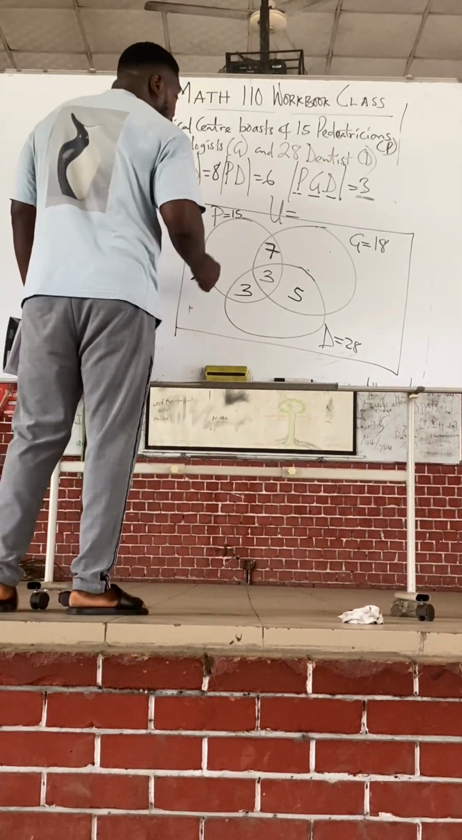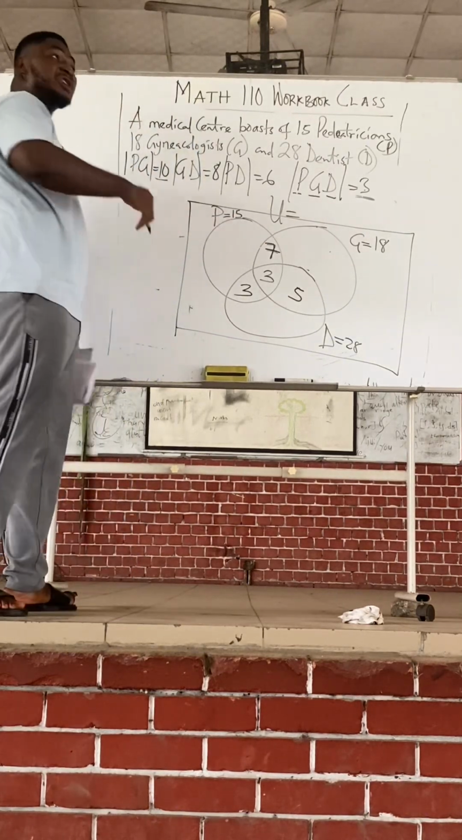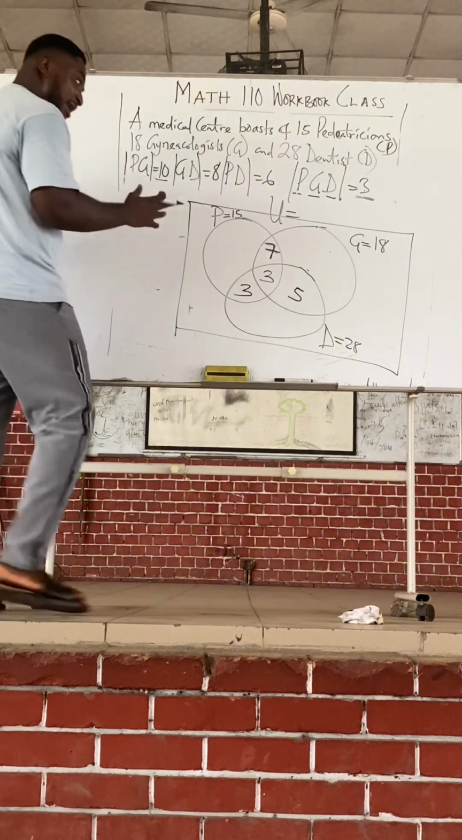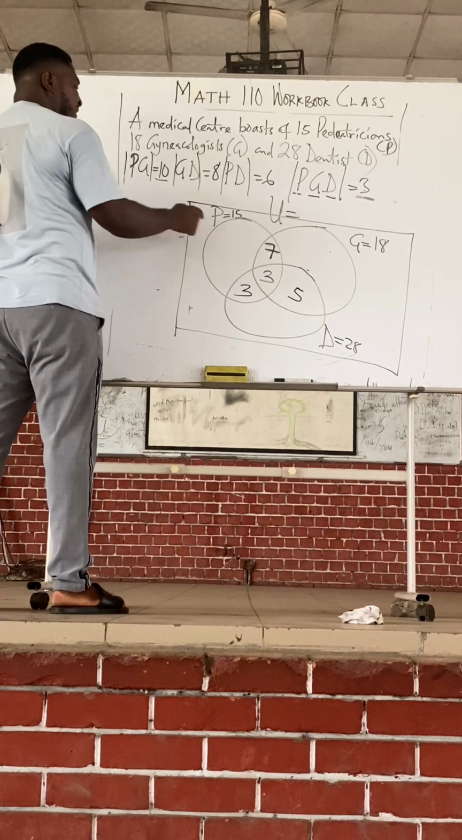Now, those offering only pediatrics will be inside this box. And they are not 15. 15 is just everybody that is offering pediatrics. That's why I put it outside. To get pediatrics only, everybody that has P in their name, remove them from this 15.